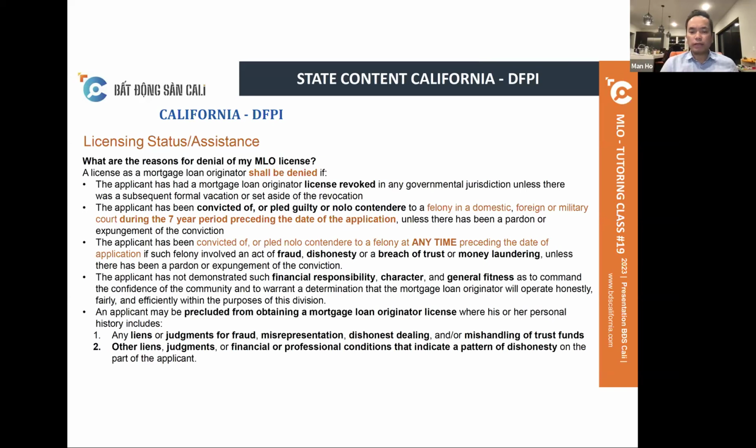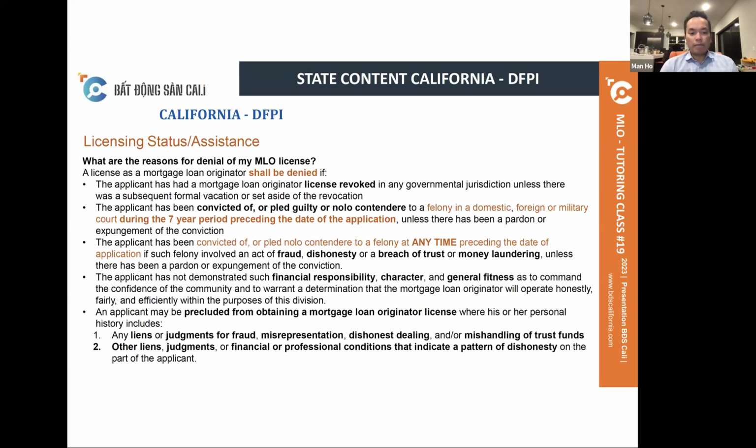You're not financially responsible to yourself, right? Your character doesn't fit into helping others, right? Or you don't have the strength, the power, the physical ability to actually help other people, meaning you're too sick, you're not able to help anybody. Okay, so if you fall into those criteria, then you are not allowed to obtain an MLO license.